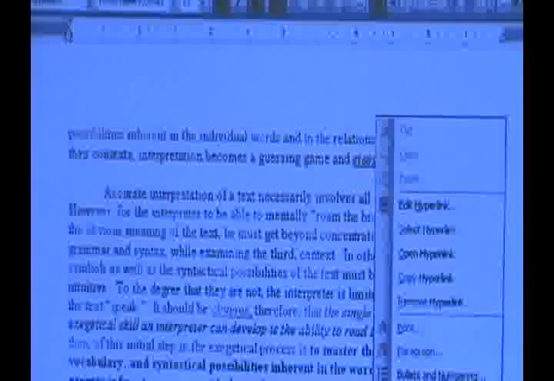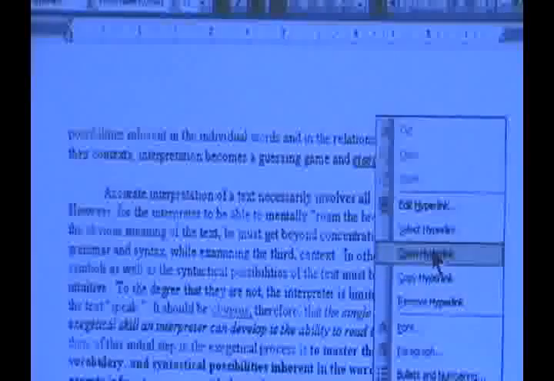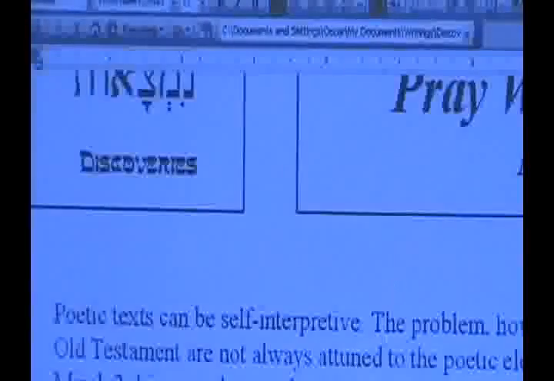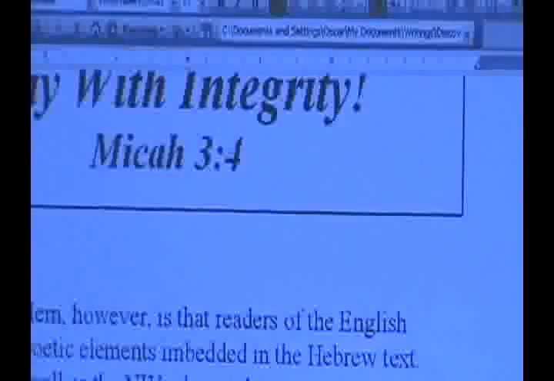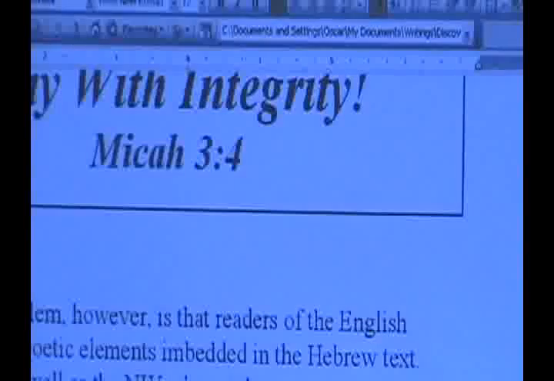Okay, well, anyway, bottom line is we need to be able to have the text talk to us. Okay? What was you looking for, the passage? Micah 3:4. I think that's what it was. Yeah, Micah 3:4. Okay.